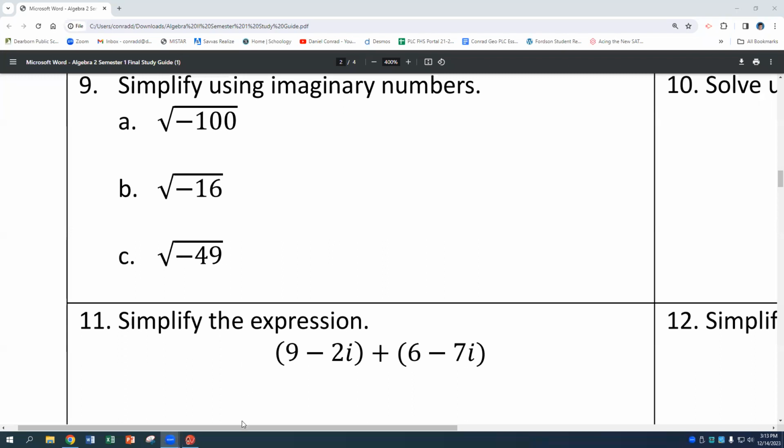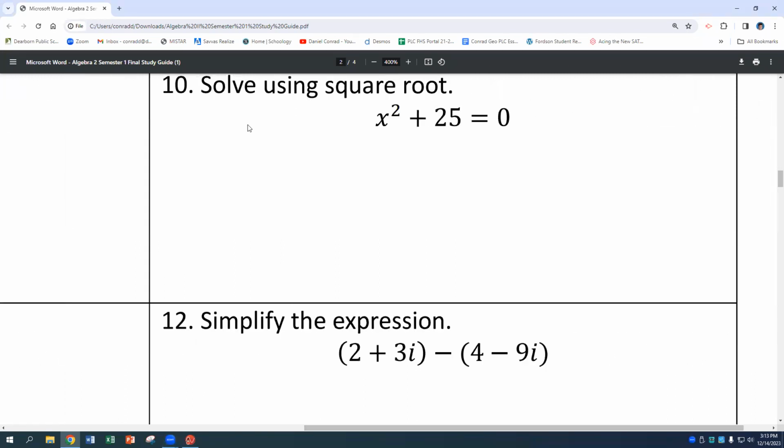Okay, number 10. We are solving. So I need to get x by itself. So I'm going to subtract 25 on both sides. x squared equals negative 25. To get rid of a square, I have to do the inverse, which is a square root. So we get x equals plus or minus 5i. Right? Square root of 25 is 5. So square root of negative 25 is plus or minus 5i.